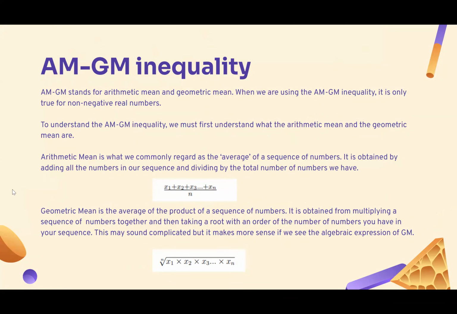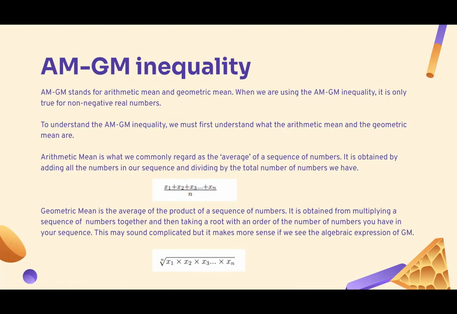First, we need to understand what the arithmetic mean is and what the geometric mean is. The arithmetic mean is what we would commonly regard as an average of a sequence of numbers. Say we have a sequence of numbers x1, x2, x3 all the way to xn, so there are n numbers in the sequence. Our arithmetic mean is x1 plus x2 all the way to xn divided by n, right? And the geometric mean you may be a little less familiar with. Basically, it's an average of the product of the sequence of numbers.